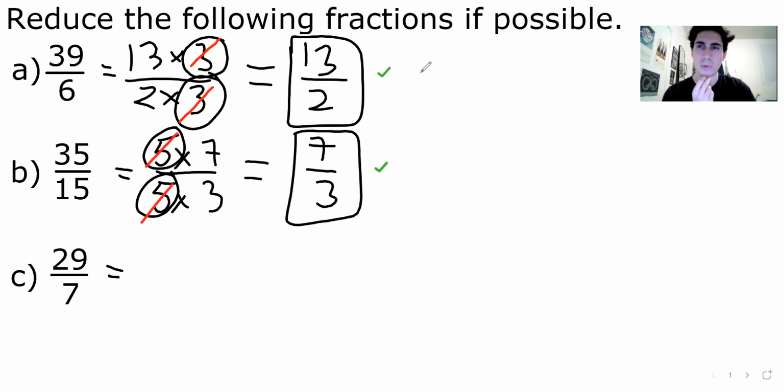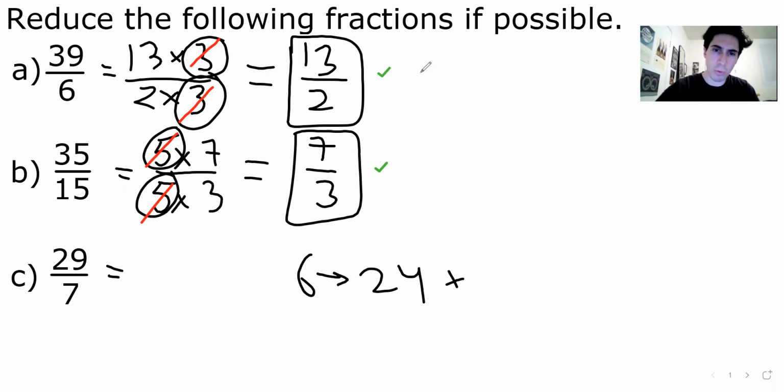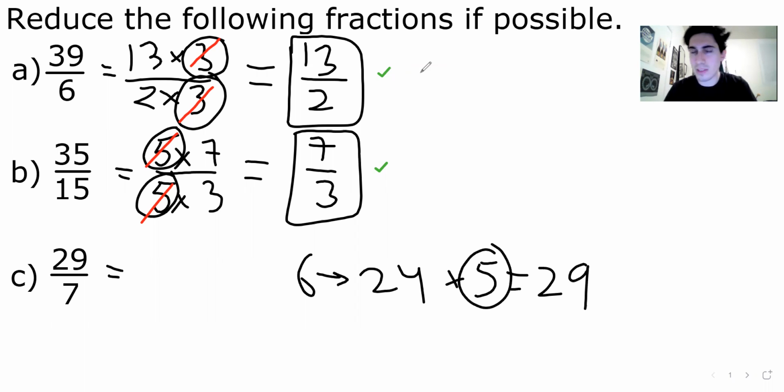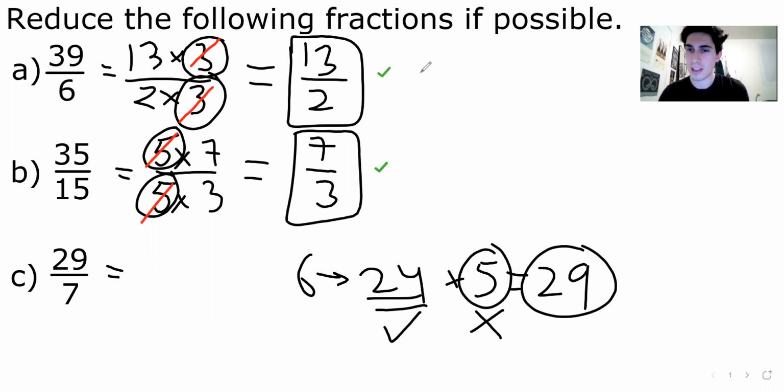Does 6 go into 29? Well, I know that 6 goes into 24. I know my times tables. And I only need to go 5 more away from 24 to get to 29. And 5 is not divisible by 6. Only 24 is. So if this is divisible by 6, but this isn't, then we know that our total answer will not be. Our 29 is not divisible by 6.